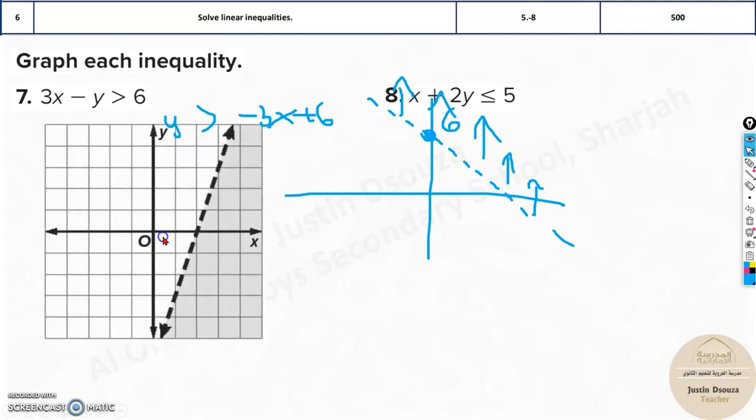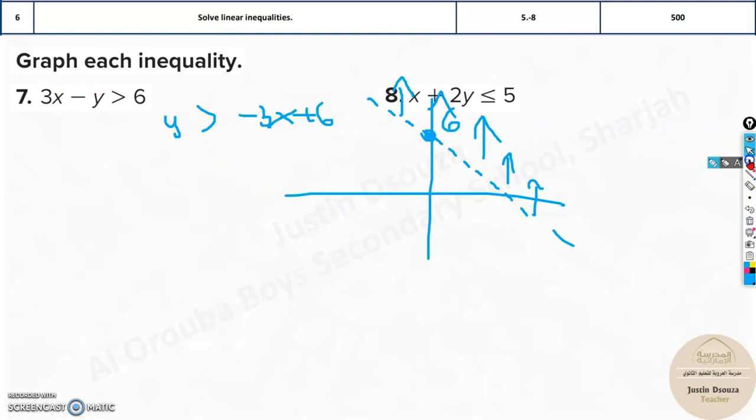Look over here. Okay, what did I do wrong? Okay, I have forgotten the most important thing. Anyways, I won't re-edit this video. I'll keep this as it is because I made a huge mistake. This is minus over here. I've forgotten this. See, it's minus y greater than, this goes to the other side, minus 3x plus 6.